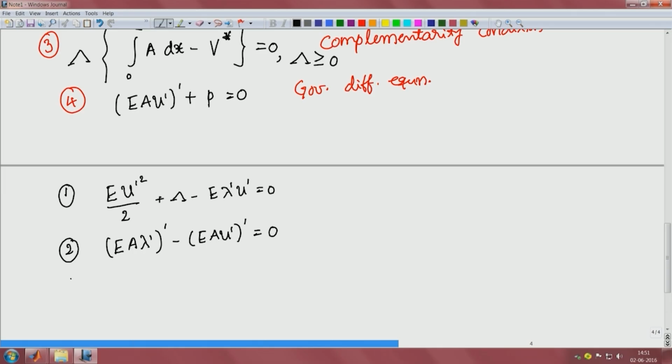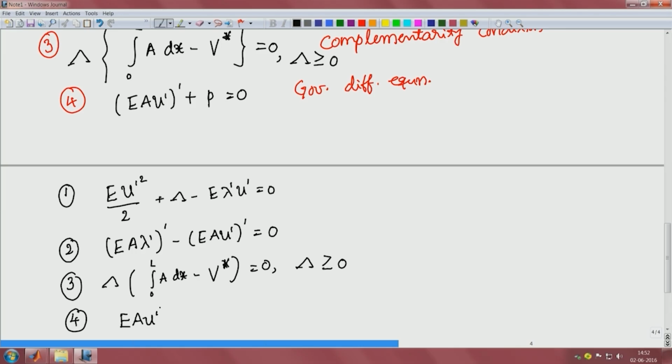And then equation 3, which is our complementarity condition, that is lambda times integral 0 to L a dx minus v star equal to 0, and the condition that lambda should be greater than or equal to 0. And a fourth one, which is E a u prime prime plus p equal to 0. These are our 4 equations.